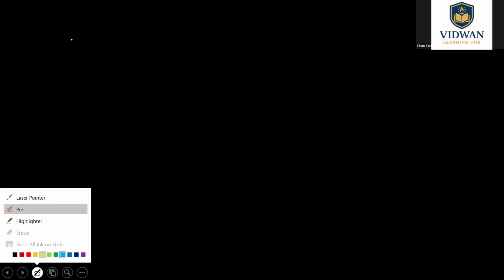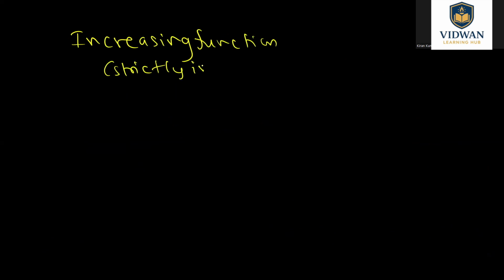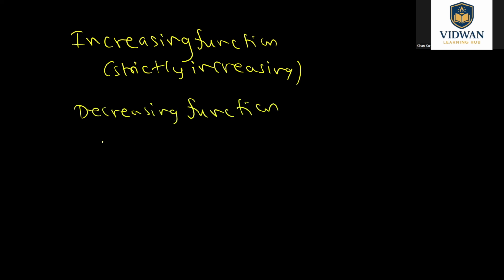Then if you have to write about an increasing function, strictly increasing is done. Sometimes in the book they take increasing and strictly increasing as the same. These two they take as the same in some books. And similarly, decreasing and strictly decreasing they take as the same. So they are not using the word strictly.